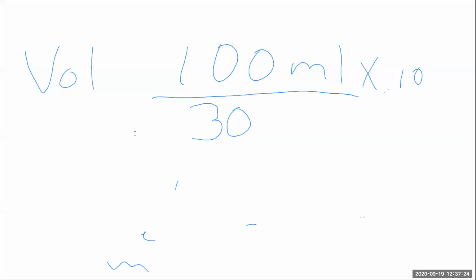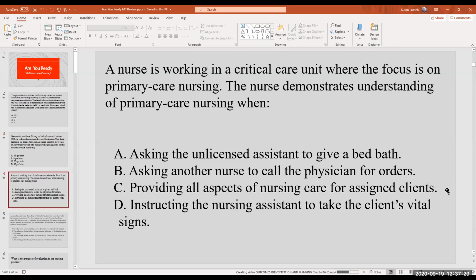Okay, that was enough for the math. Now we're moving on. A nurse is working in a critical care unit where the focus is on primary care nursing. The nurse demonstrates understanding of primary care nursing when: A, she asked the UAP to give a bed bath. B, she asked another nurse to call the physician for orders. C, she provides all aspects of nursing care for assigned clients. Or D, she instructs a nursing assistant to take the client's vital signs. See? C.